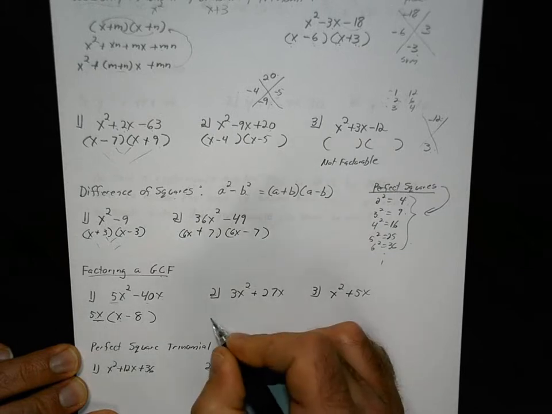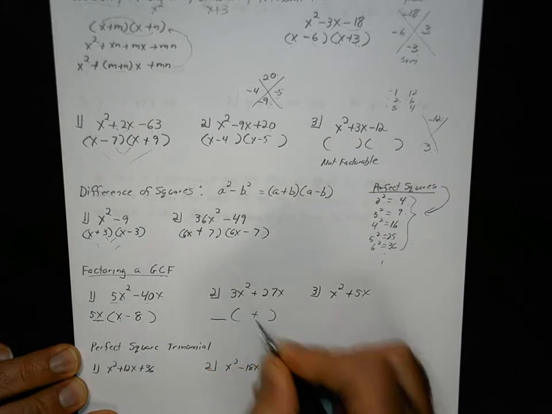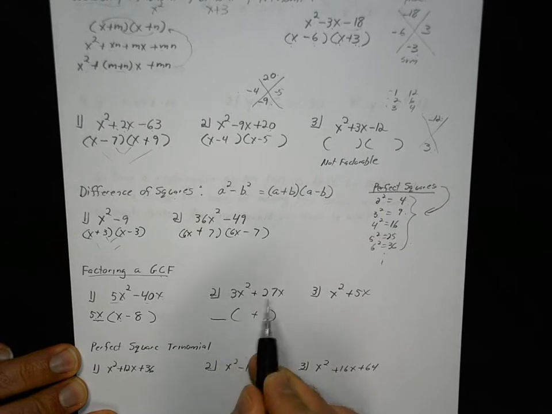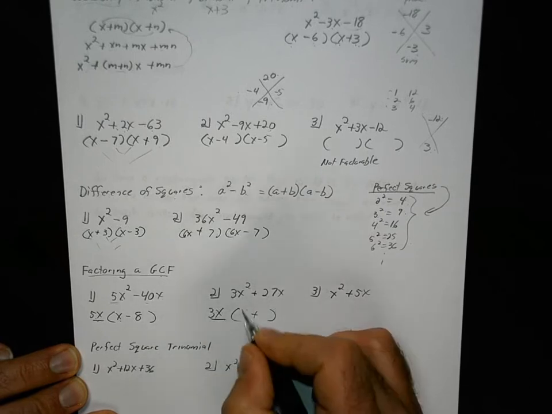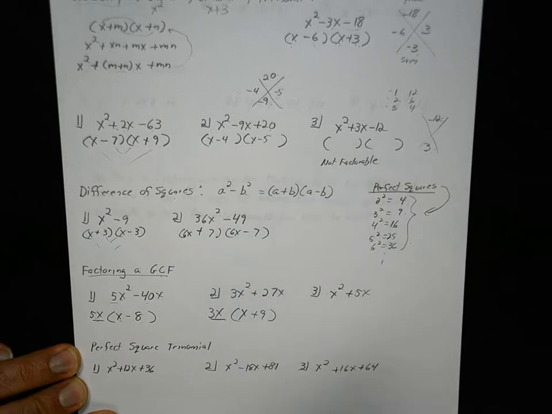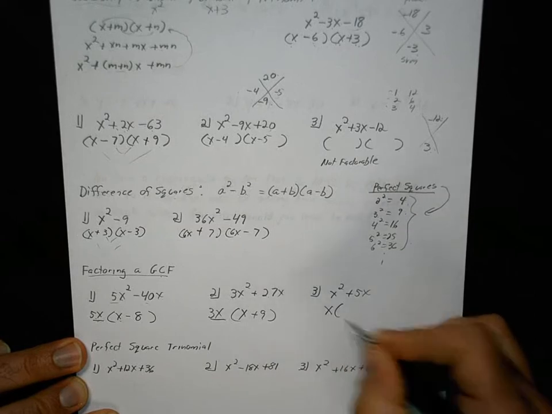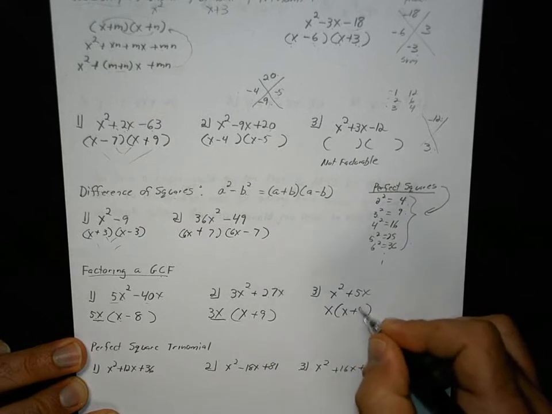Okay, similar here. What goes into both terms? Well, a 3 does and an x does. So 3x comes out of there. You're going to get an x plus 9. This one, the only thing that factors out is an x. So you get an x and an x plus 5.